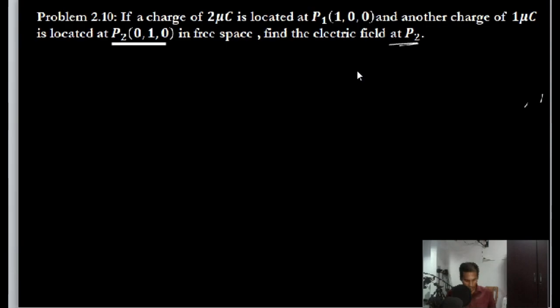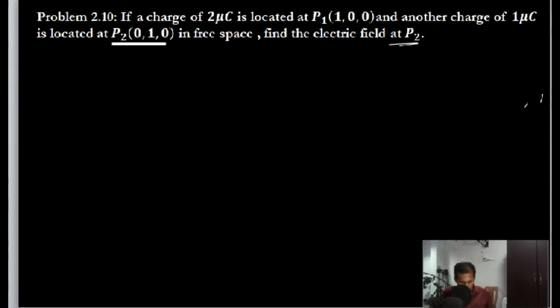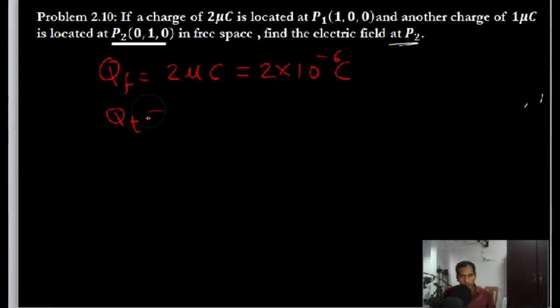First of all, we will note down the given data. The given data is the charges. Say we have one charge, QF, equal to 2 microcoulomb, which is nothing but 2 into 10 to the power minus 6 coulombs. Then another charge, say we call it QT. We can give it any name. So QT is equal to 1 microcoulomb. Its value is 1 into 10 to the power minus 6 coulombs.